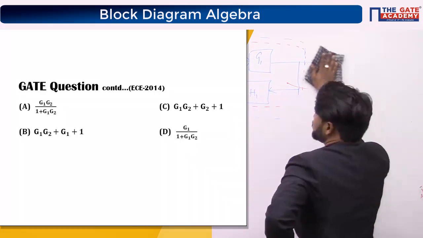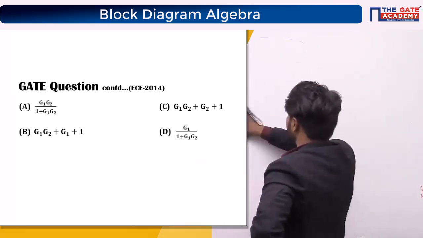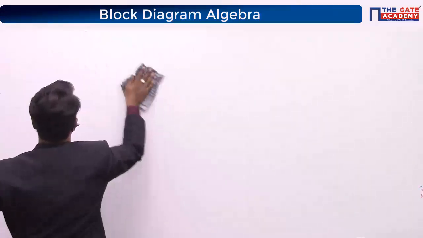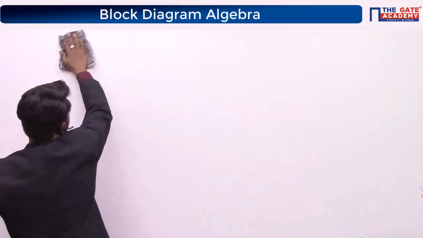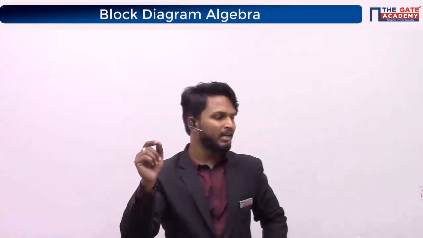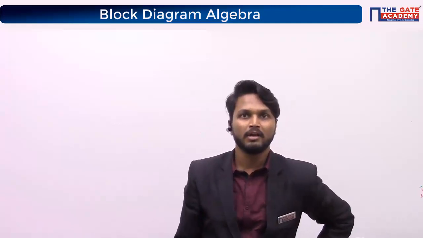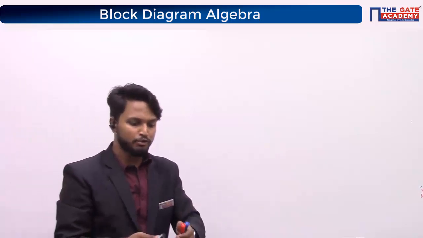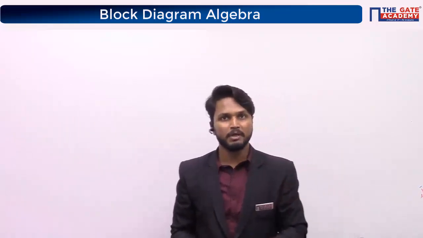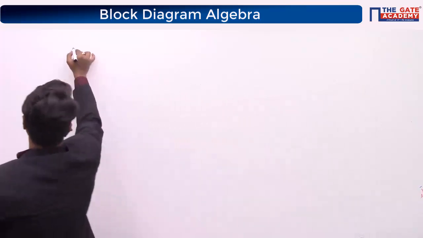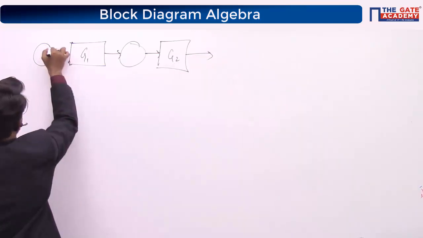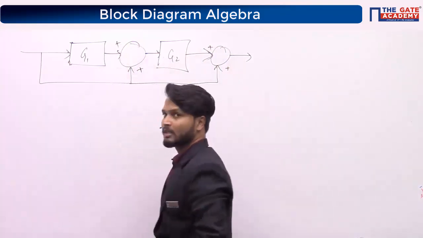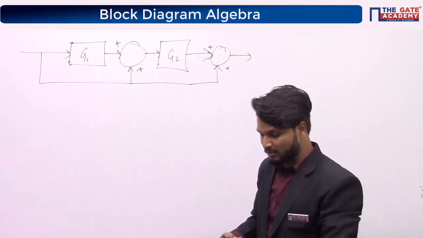You can designate output with C and you can designate input with R. You have to calculate the ratio C upon R. Just mathematical simplifications, that's it. Go through that approach: give a random signal X at the input and see what output you are getting. So there are different types of approach you can use to answer this particular question. See here, G1, G2 and one more block, you have plus sign everywhere. So let us look at the first approach.